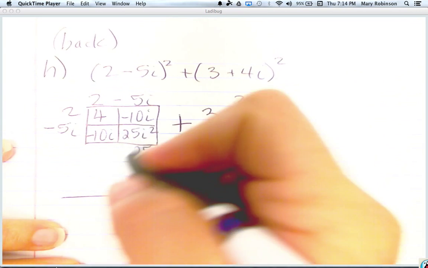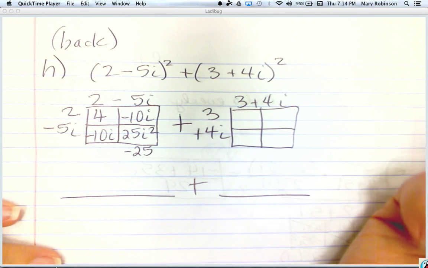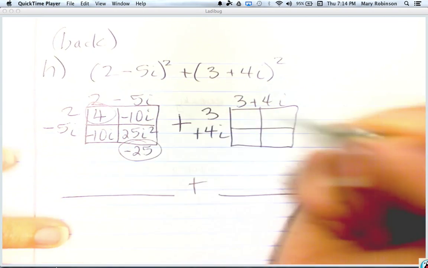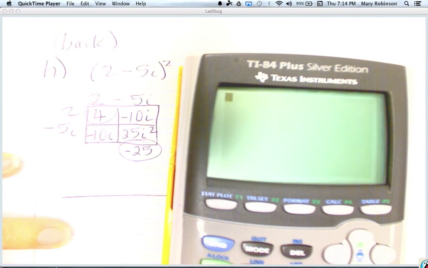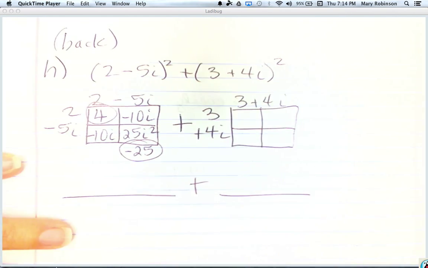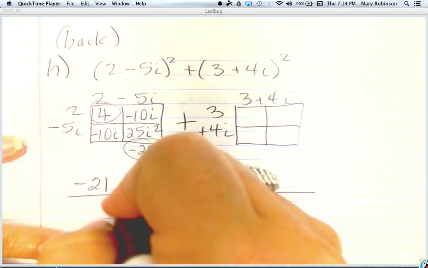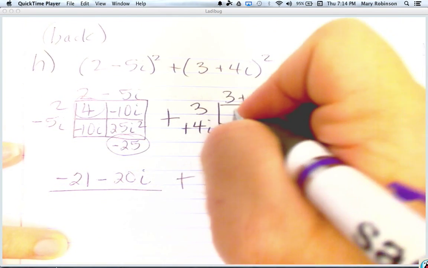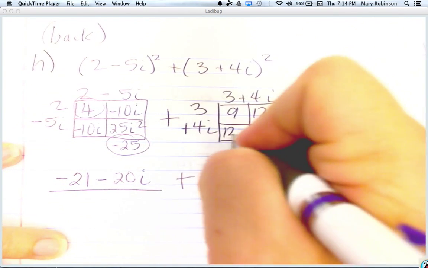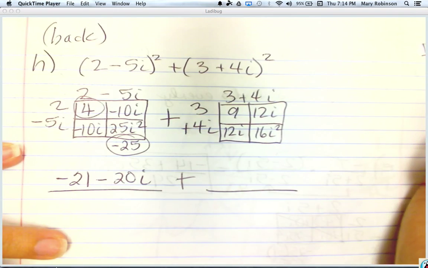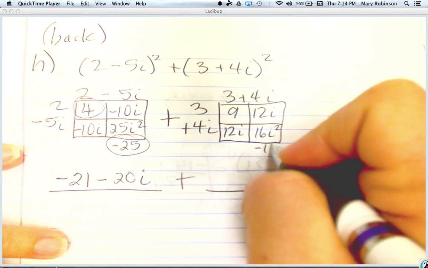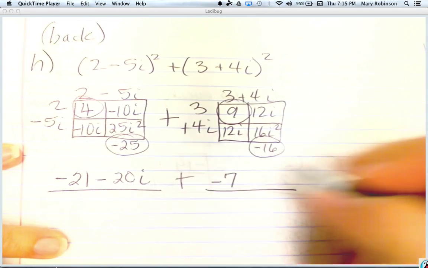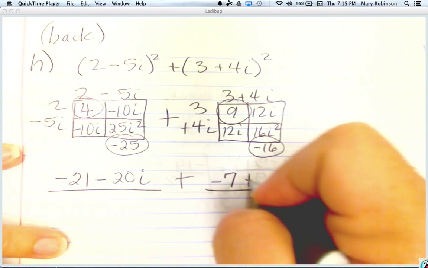Be careful. Don't assume that these cancel out. They do not. Negative 10 minus 10 is negative 20. However, when we combine the 4 with the negative 25, don't make it hard. 4 minus 25, negative 21. We'll have negative 21 minus 20i. Plus, for the other box, 9, 12i, 12i, and 16i squared. This becomes negative 16. 9 minus 16 is negative 7. 12i plus 12i is 24i.